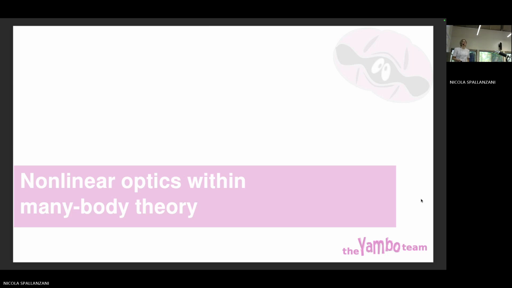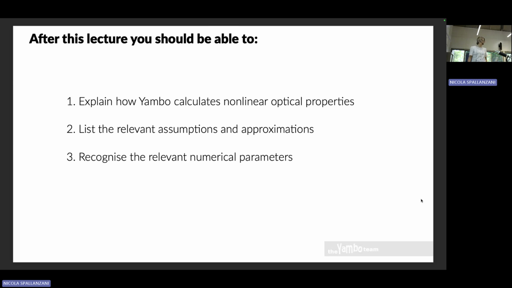So thank you to everyone for introducing nonlinear and some of the steps you can measure. So this lecture will be more about how to calculate nonlinear optical properties with Yambo.